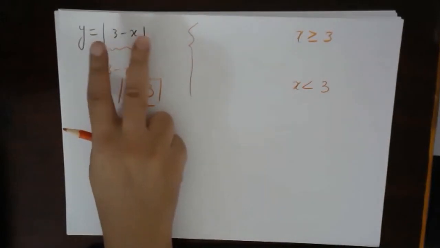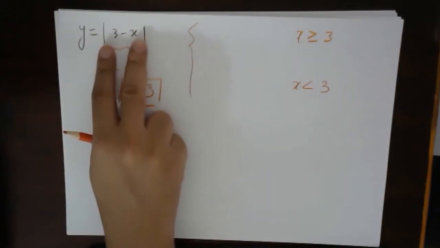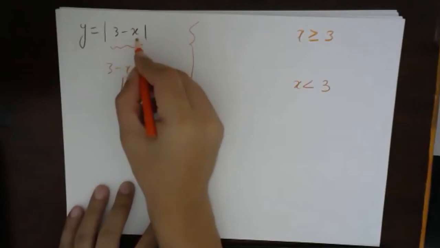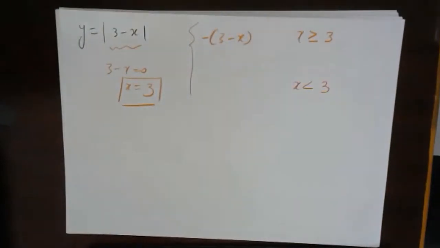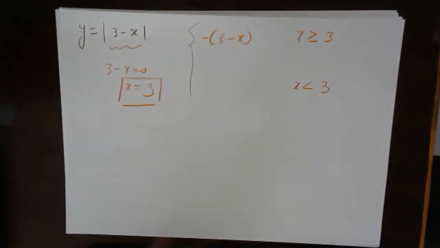So that means this modulus will do what? This modulus will return with a negative sign. This modulus will open with a negative sign. Understood? So that means this will become minus of 3 minus x. Make sense?